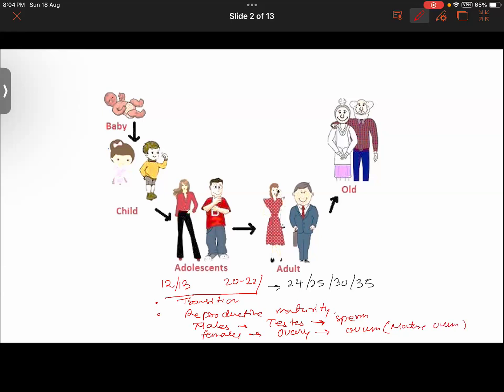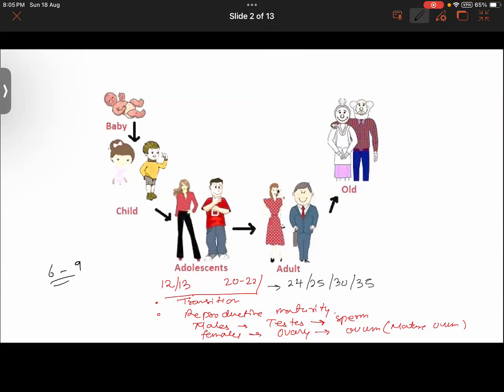At this time their body goes through reproductive maturity. Then they are said to be reproductively mature and they can participate in reproduction. So adolescence is a time duration that can usually last from 6 to 9 years.